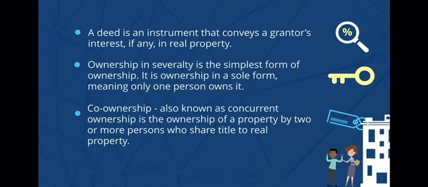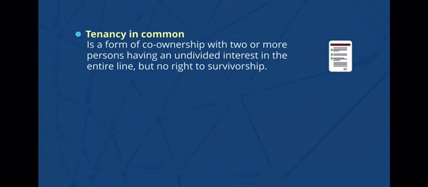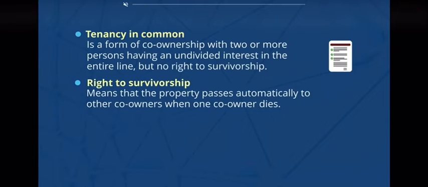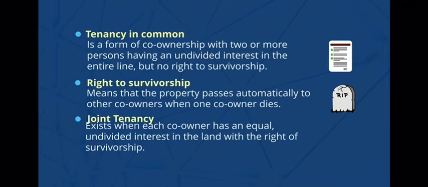title to real property. Tenancy in common is a form of co-ownership with two or more persons having an undivided interest in the entire land, but no rights of survivorship. Right of survivorship means that the property passes automatically to the other co-owners when one co-owner dies. Joint tenancy exists when each co-owner has an equal, undivided interest in the land with the right of survivorship.